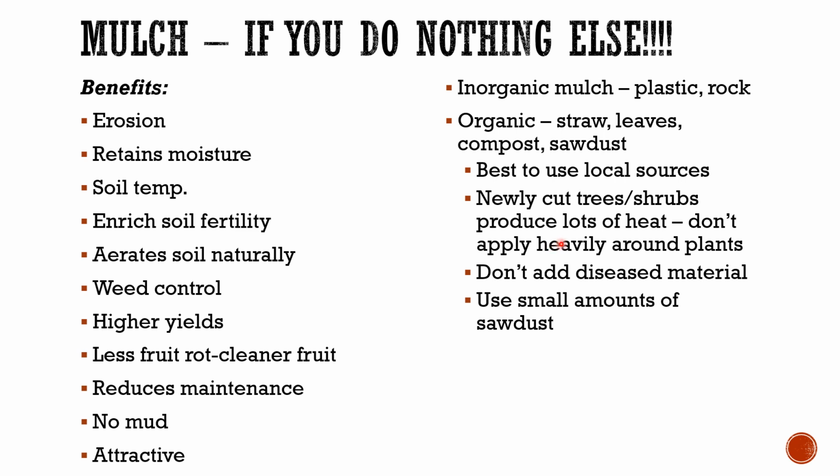Be aware that if it's coming off of green plants, trees that they've just cut down, that will produce a lot of heat. So don't put that heavy around your plants. You might want to use it kind of pulled back from your plants. But that's a great free source. Do be aware of poison ivy if there is some in there. You don't want to add diseased material to your mulch, so keep that out. And again, just small amounts of sawdust.